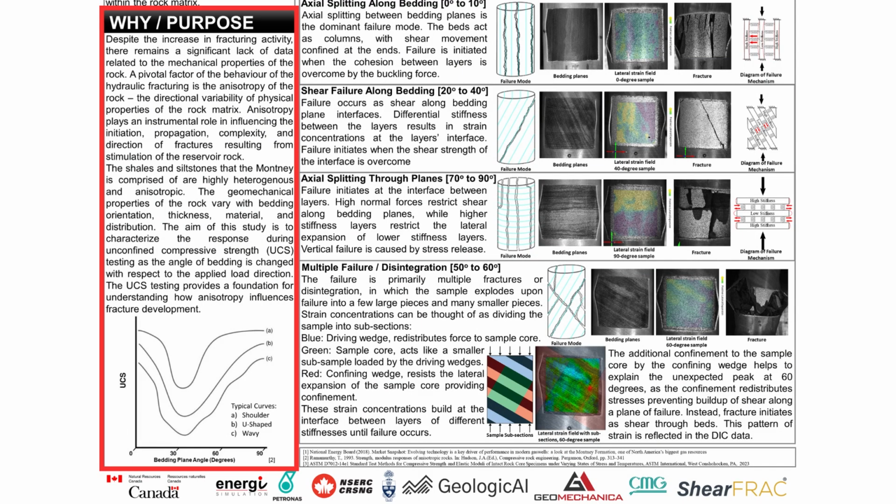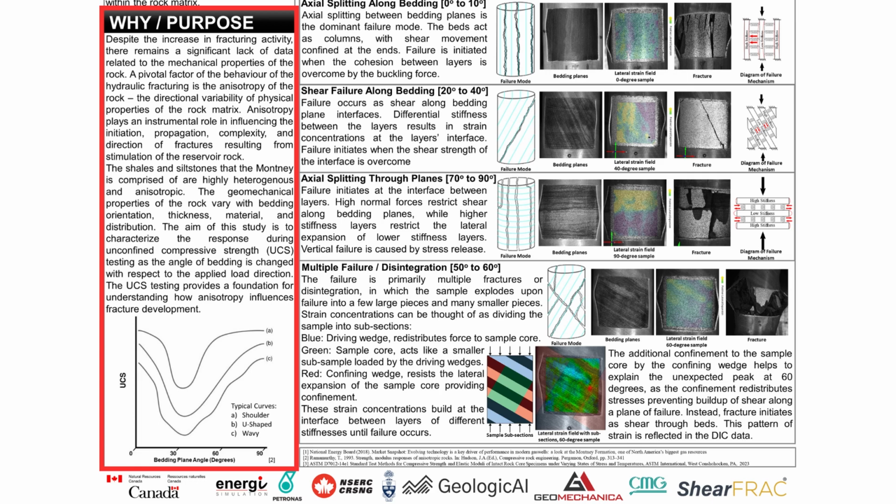Despite this increase in fracturing activity, there remains a significant lack of data related to the mechanical properties of the Montney Formation, both within existing literature and within the industry. A pivotal factor in the behavior of hydraulic fracturing is the anisotropic properties of the rock, that is, the directional variability of the physical properties of the rock matrix. Anisotropy plays an instrumental role in influencing the initiation, propagation, complexity, and direction of fractures resulting from stimulation of the reservoir rock. This directly impacts the production capabilities of a particular well which has been hydraulically fractured.